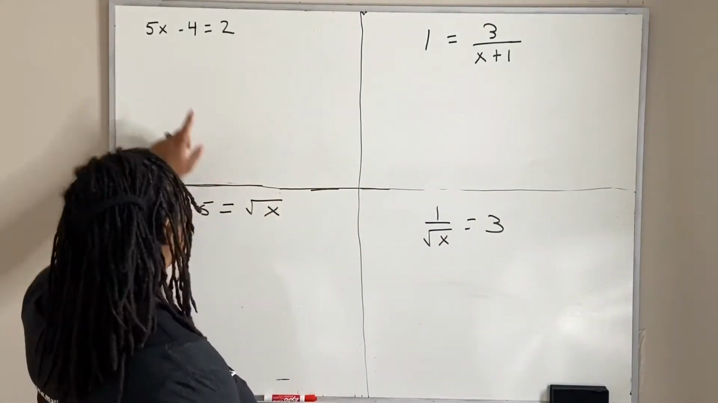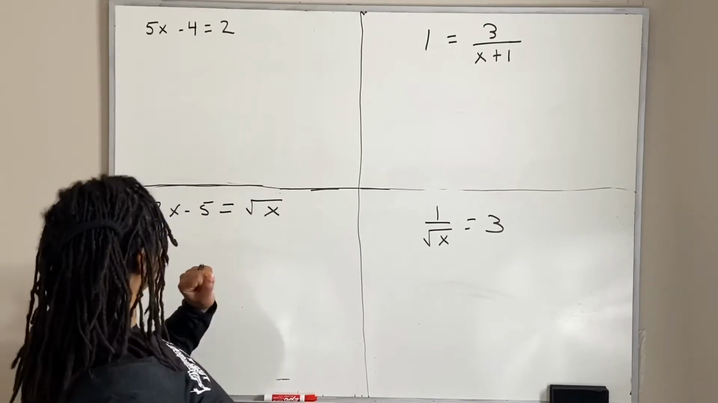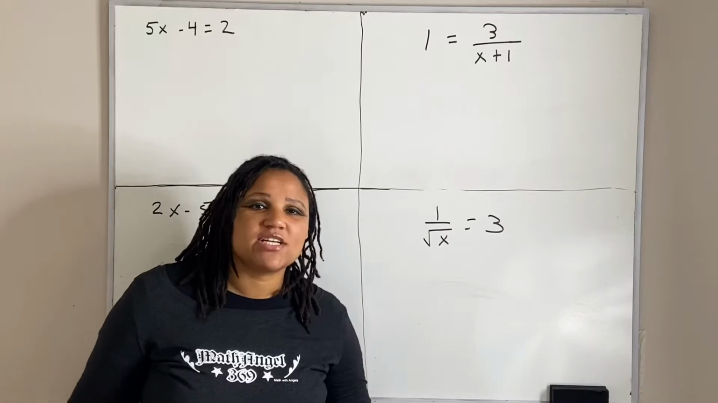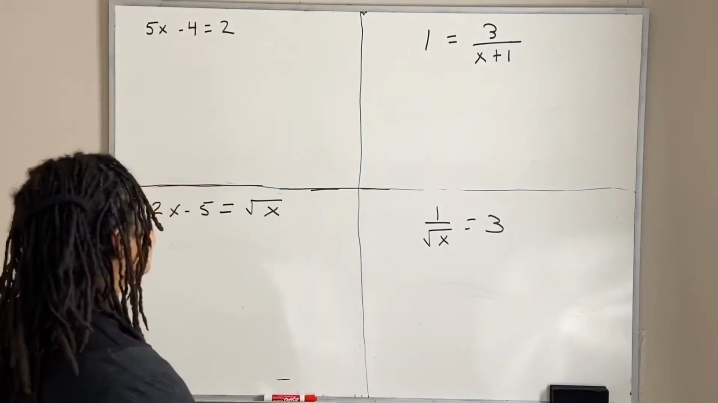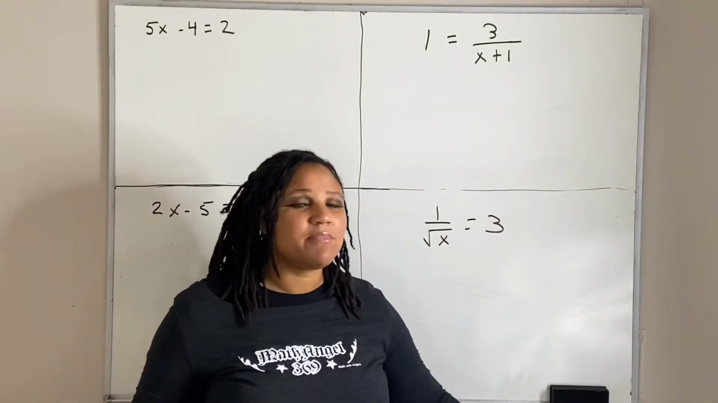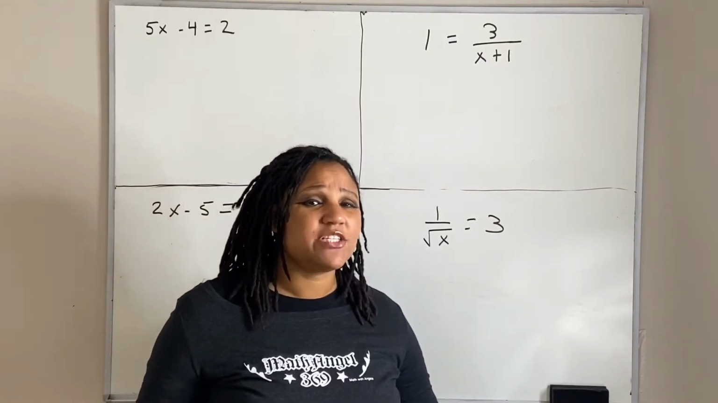Okay, so let us look at our first one. We have 5x minus 4 is equal to 2. When is this equation defined? First, look at the side where you have the variable and ask yourself, if I plug in any number for x, will our equation be defined?